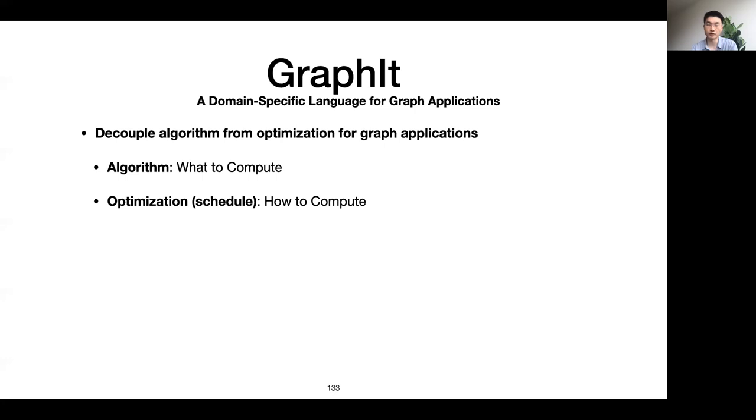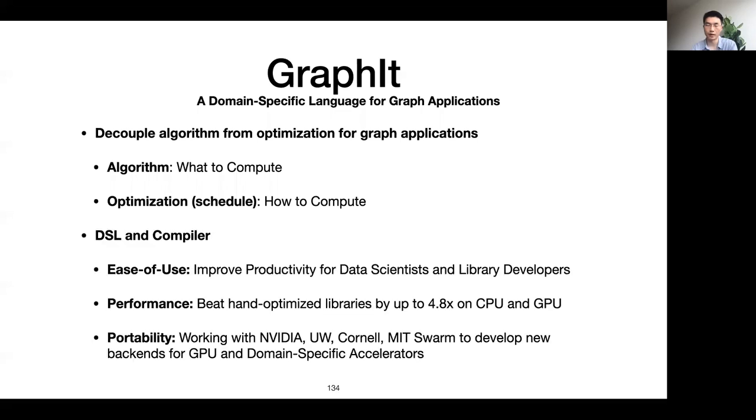So in this part, we introduce this new domain-specific language and compiler called GraphIt for graph applications that try to decouple algorithm from optimization strategies. The algorithm language specifies what to compute, and the optimization or schedule specifies how to compute it. With the DSL and compiler, what we achieve is ease of use and improved productivity for data scientists and library developers. And it beats hand-optimized libraries by up to 4.8 times on CPU and GPU, right? And we're working with NVIDIA, University of Washington, and the Swarm team, and many others to develop and improve backends for CPU, GPU, and domain-specific accelerators.